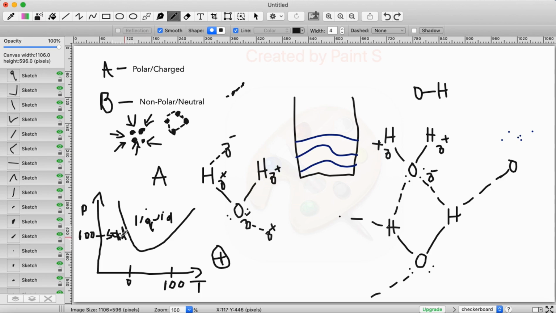Normally when you increase the pressure, things become a solid, right? So normally, if I was here and I increased the pressure, there should be a line coming like this, and that means that if you increase the pressure enough, it becomes a solid. But that's not what water does. Because of this hydrogen bonding, when you increase the pressure, you actually end up with water becoming a liquid.